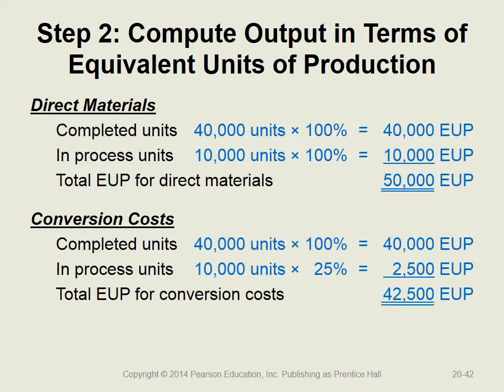As stated previously, 40,000 puzzle boards were completed and have been transferred to the next department. If they are completed and transferred out, then they are 100% complete for conversion costs. Only 25% of the conversion work has been done on the 10,000 puzzle boards in ending work in process inventory. As a result, there are 42,500 equivalent units for conversion costs.